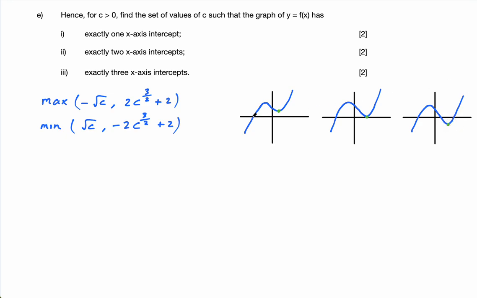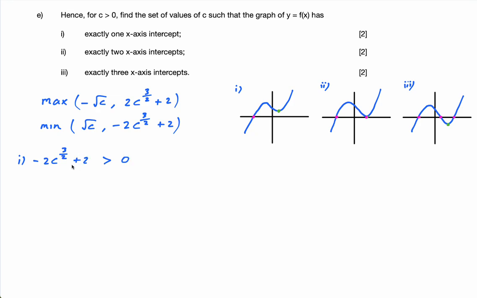So here you can see this situation, we've 1 root. This situation, we've 2 roots. In this situation, we've 3 roots. 1, 2, 3. Okay, so I'm focusing on the y coordinate of the minimum. This is the first one, this is the second one, and this is the third one. For this guy, the y coordinate of the minimum has to be bigger than 0, so let's write that down. The y coordinate of the minimum, which is minus 2c to the power of 3 over 2 plus 2, has to be bigger than 0.